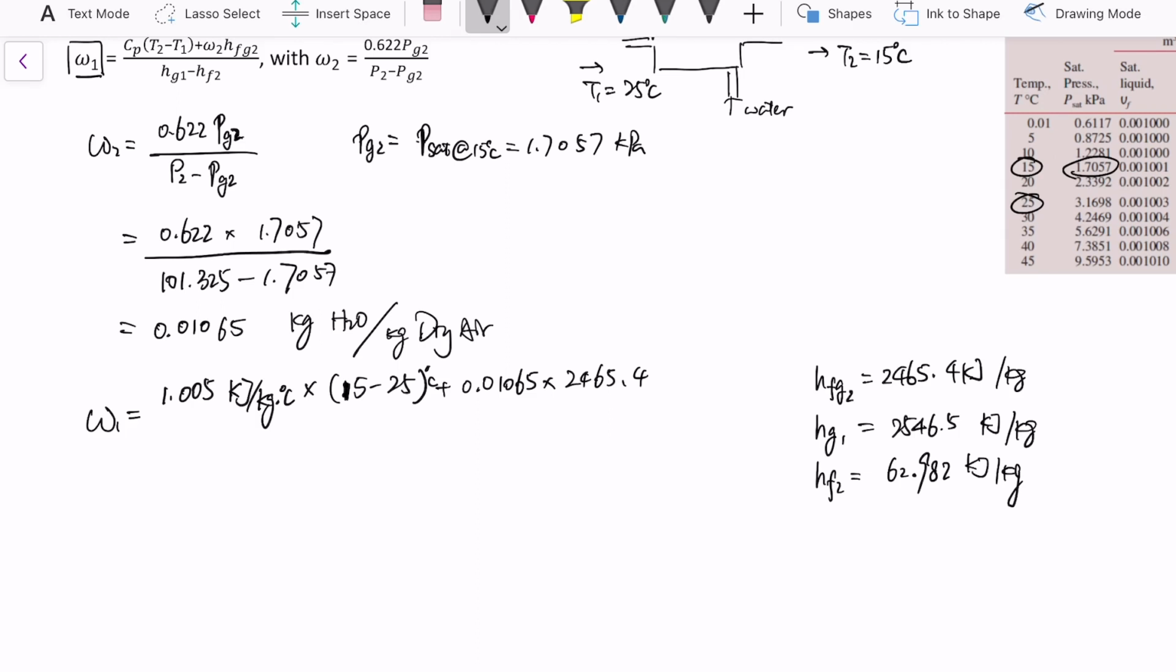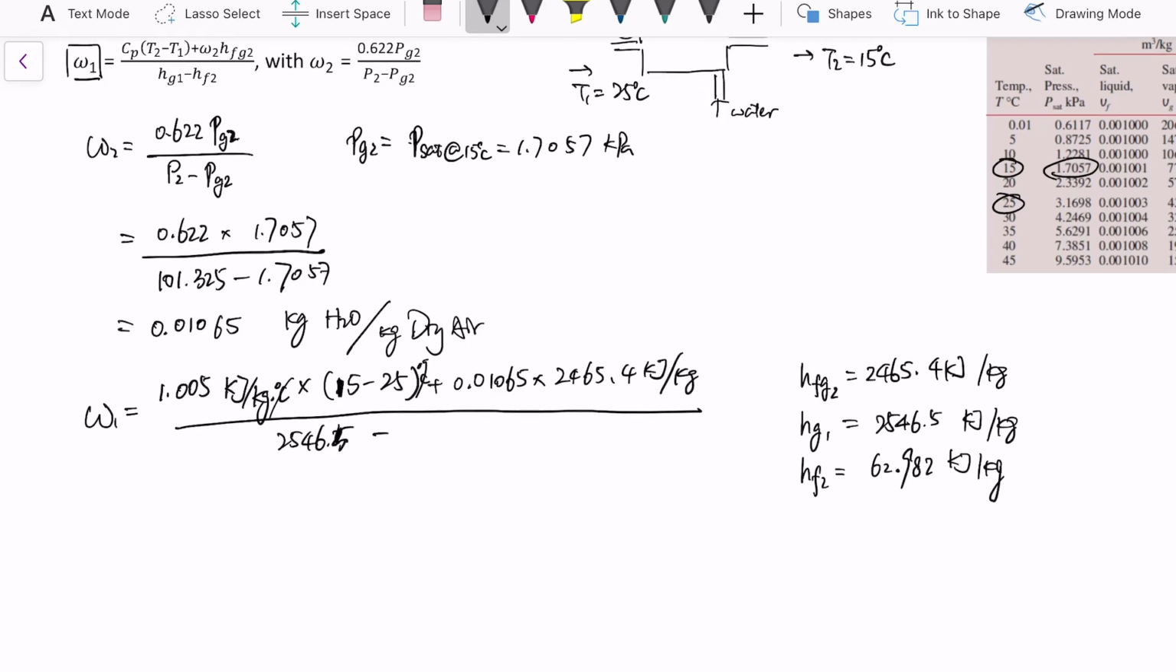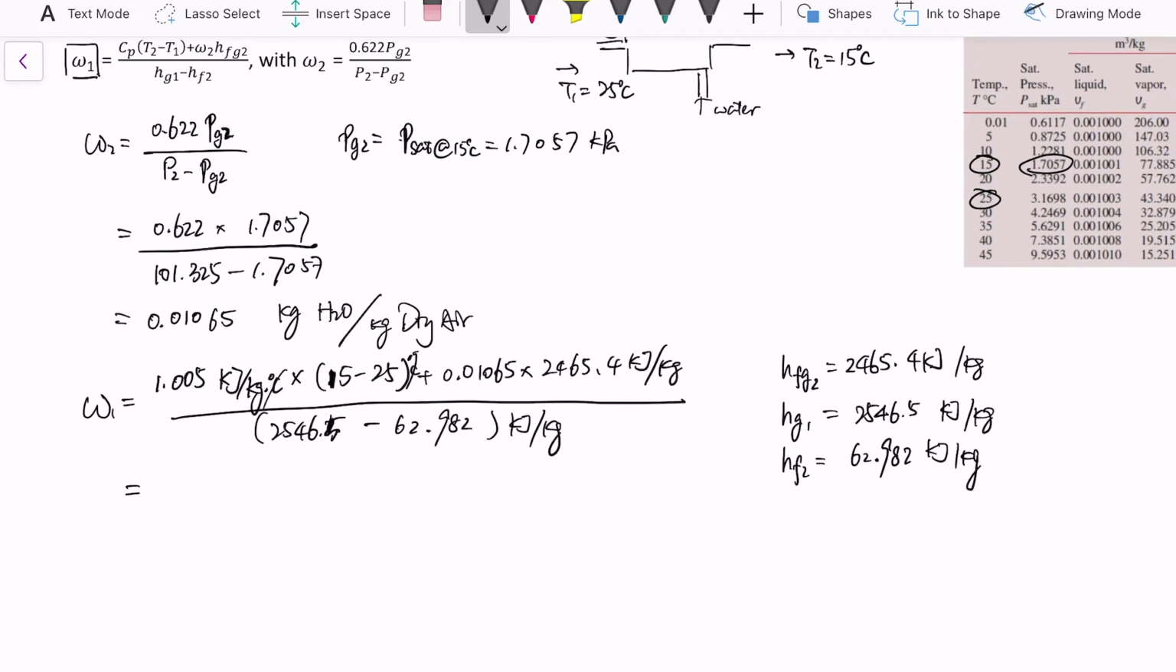So you know the units will be kilojoule per kilogram on the top. And on the bottom, HG1, 2546.5, minus HF2, 62.982, also kilojoule per kilogram. So they should cancel. You will have a ratio in the end that is 0.00653 kilogram of water per kilogram of dry air. This is the first question.